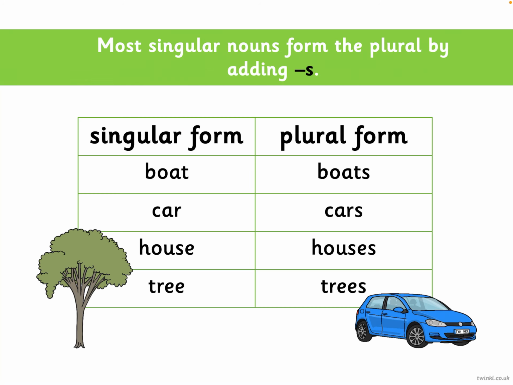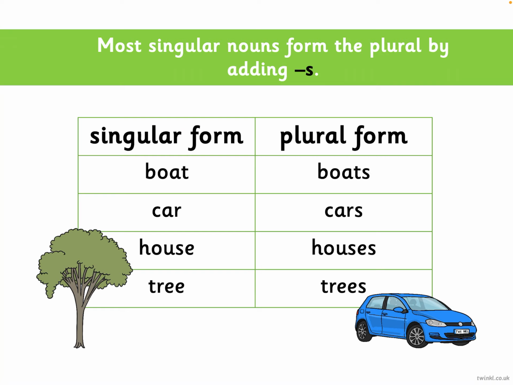So, for most singular nouns, now remember a noun is the name of something, for most singular nouns, we just add an S to make it a plural. So, for example, boat. If there's more than one boat, then we add an S to make boats.